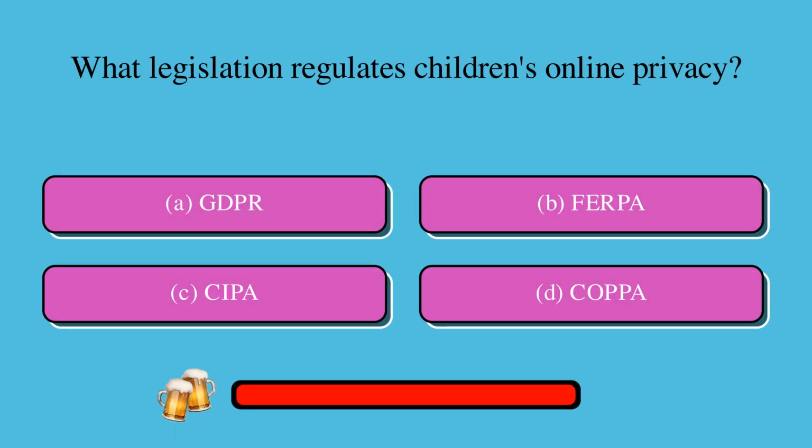What legislation regulates children's online privacy? Is it A, GDPR, B, FERPA, C, CIPA, or D, COPPA? The correct answer is D, COPPA.